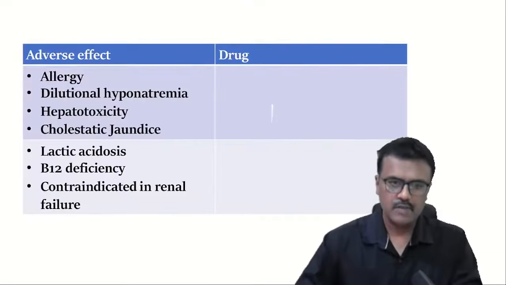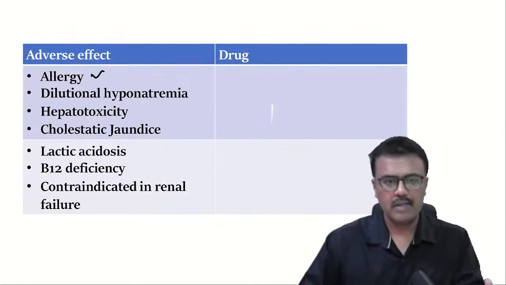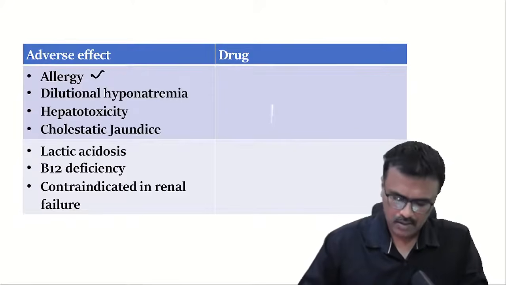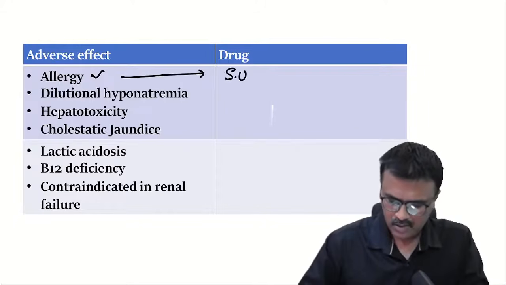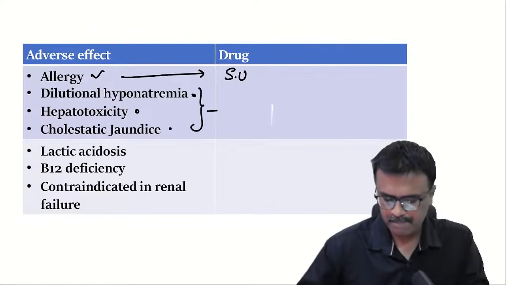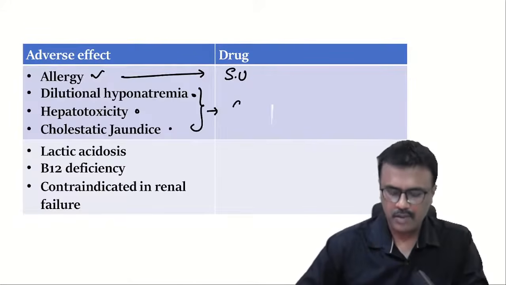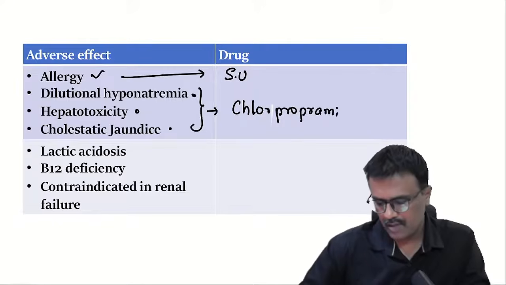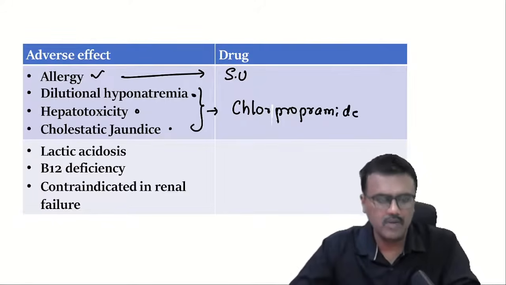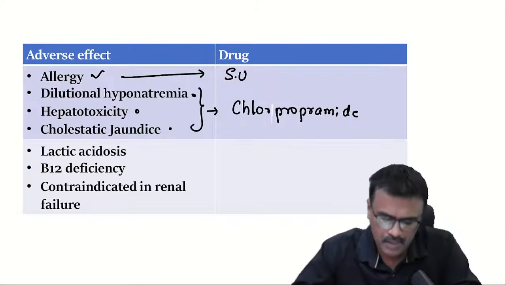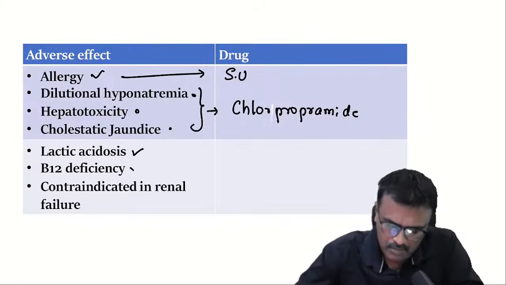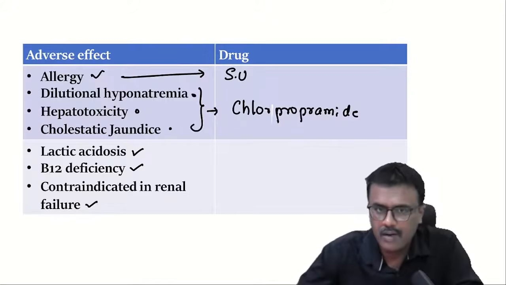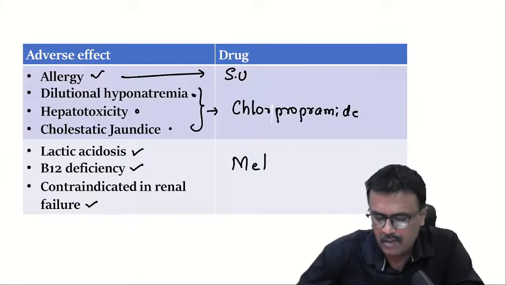Now coming to the other adverse effect, allergy. Whenever I think of any drug causing allergy, they are all sulfonylureas. Now a drug causing dilutional hyponatremia, hepatotoxicity and cholestatic jaundice, there is a sulfonylurea called chlorpropamide, but it's an outdated drug, but sometimes the examiner can ask from that also. That's why I had to tell you. Drug causing lactic acidosis, B12 deficiency and contraindicated in renal failure is our best drug for diabetes type 2, metformin.